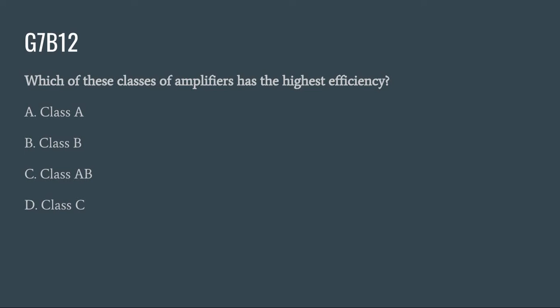G7B12, which of these classes of amplifiers has the highest efficiency? A, Class A. B, Class B. C, Class AB. Or D, Class C. Correct answer D, which is Class C.